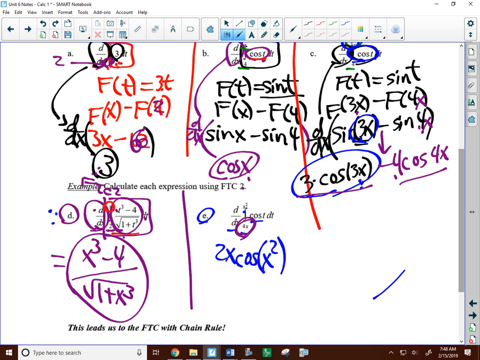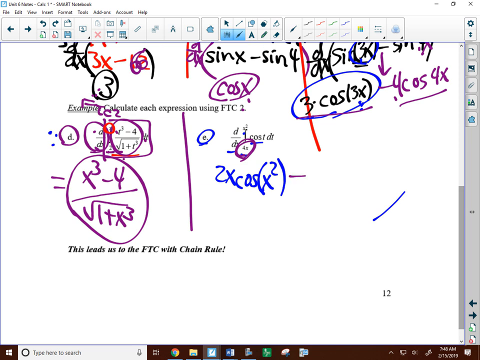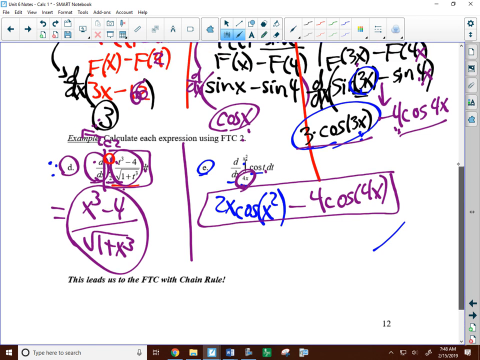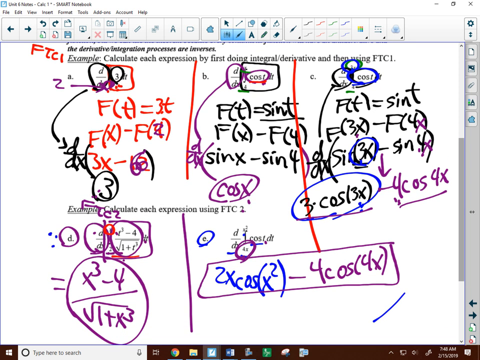So now since this is a 4x, I'm going to have a minus here. And then I got to plug in 4x here. So it's cosine of 4x. And then I have to do the derivative of 4x and put it out front. Basically there, I just did a FTC2 with chain rule. Again, we won't always know the antiderivative of these, but I'm showing you one where we would. So for this one, you actually could have found the antiderivative, plugged in the values, then done the derivative of this, and gotten these two terms.